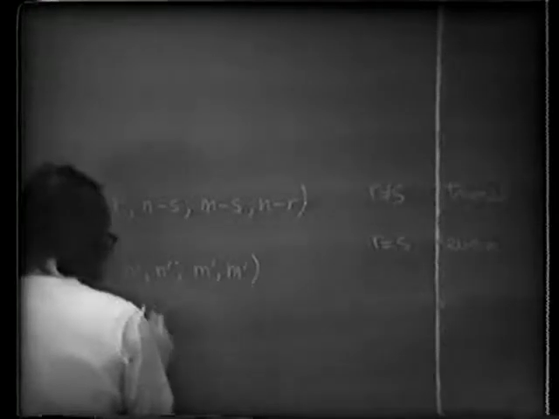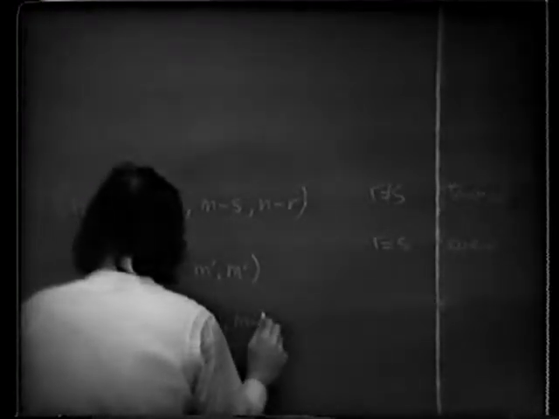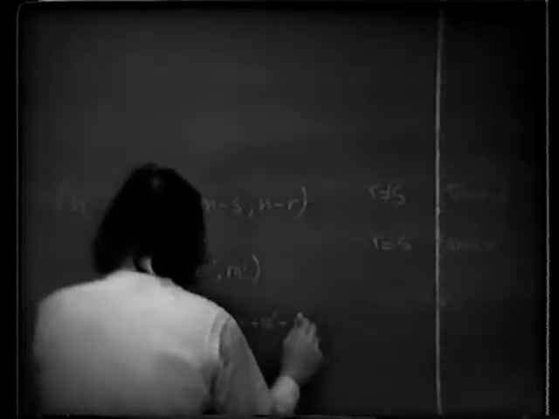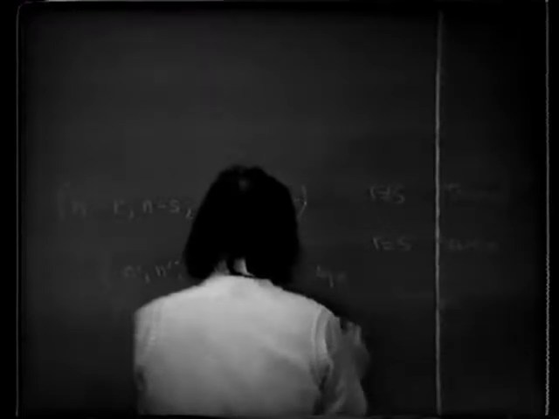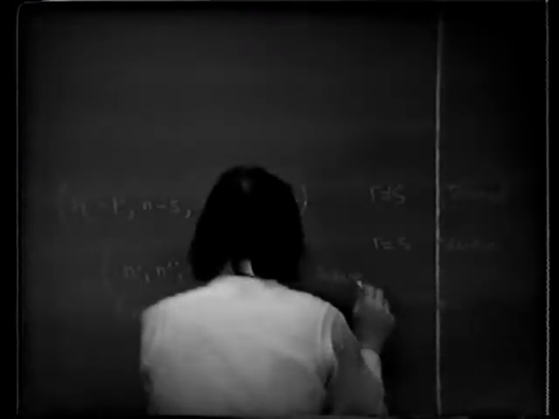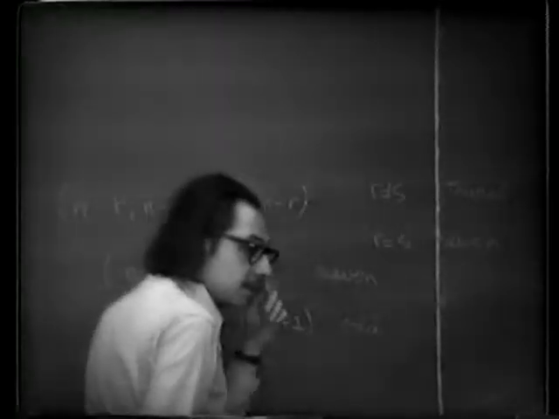I get n prime minus 1, n prime minus 1, n plus n prime plus 1. And this is going to be symmetric. Here I've used an epsilon, or I should say even, to be consistent with my previous notation. This is going to be odd under interchange.